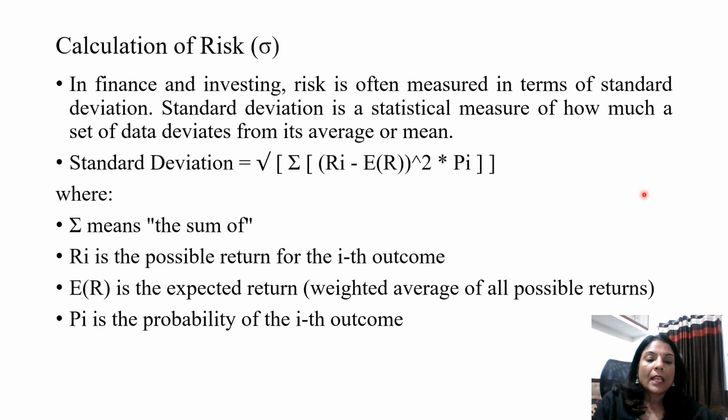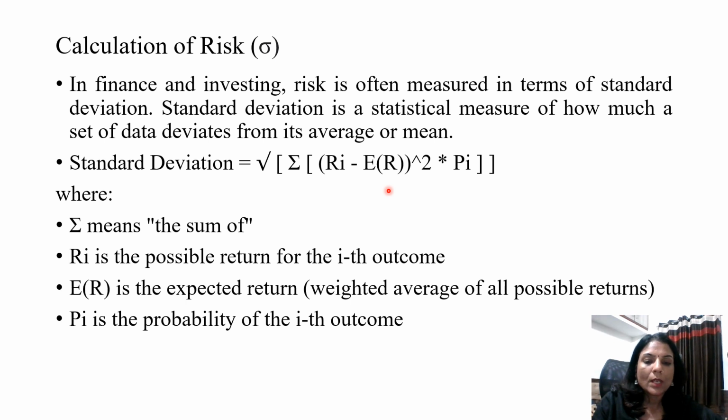Now we will be calculating the risk. In finance and investing, as an investor, risk is calculated in terms of standard deviation. Standard deviation is a statistical measure of how much a set of data deviates from its average or mean value. Standard deviation is also known as the RMS value, meaning root mean square deviation. It shows how the return deviates from your expected return.